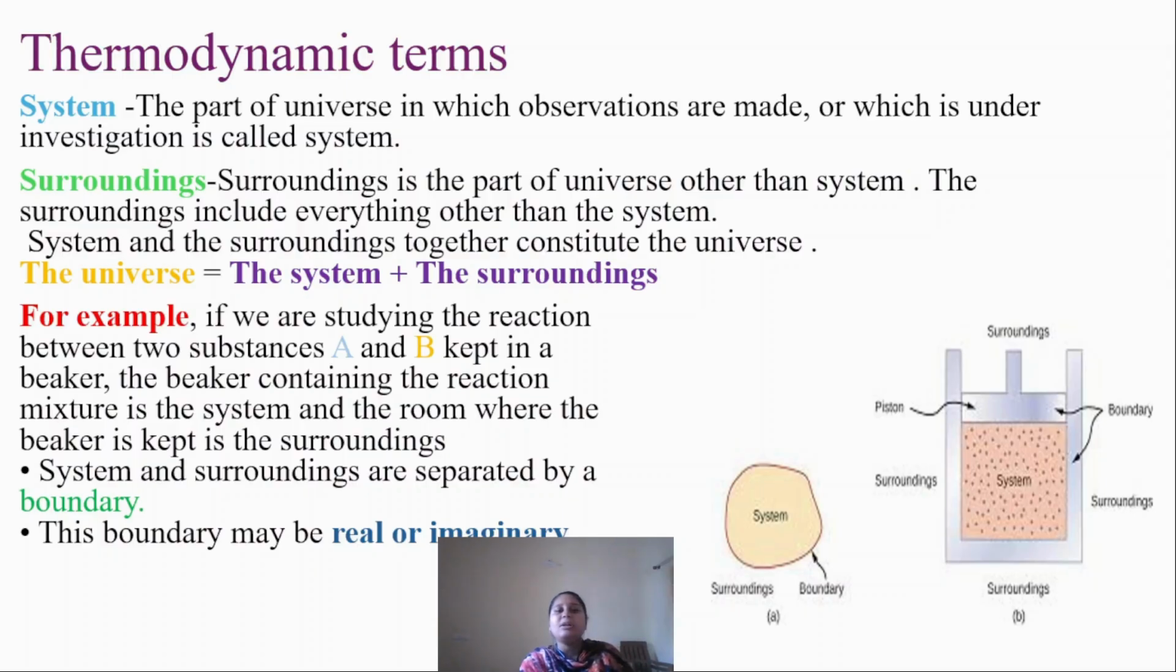For example, if we are studying the reaction between two substances A and B, which is kept in a beaker, then the beaker containing the reaction mixture is the system, and the room where the beaker is kept is the surrounding. This system and surroundings are separated by a boundary. So this is the boundary separating the system and the surroundings. And this boundary may be real or imaginary.